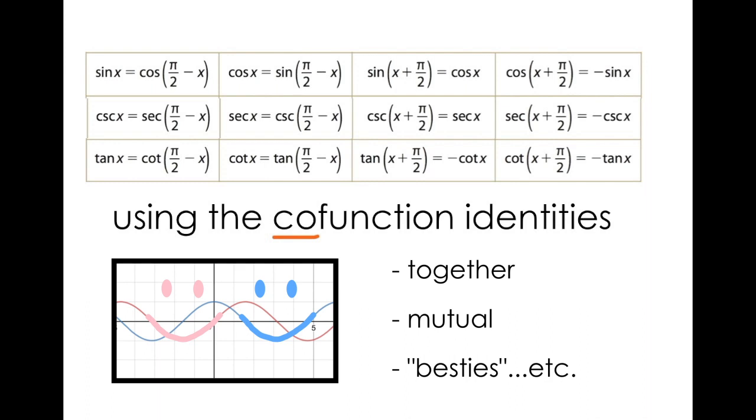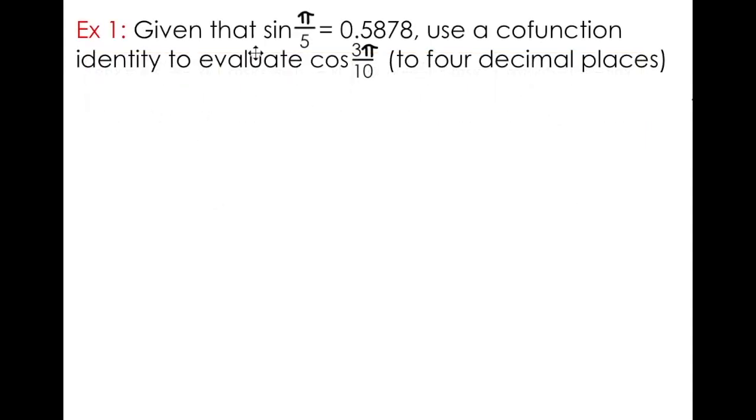in advanced trigonometry. We'll start by looking at an example. Given that the sine of pi over 5 is 0.5878, I'm being asked to use a cofunction identity to evaluate the cosine of 3 pi over 10 to 4 decimal places. So I'm going to start by looking at the angle 3 pi over 10, because that's the angle that I'm trying to evaluate the cosine of.